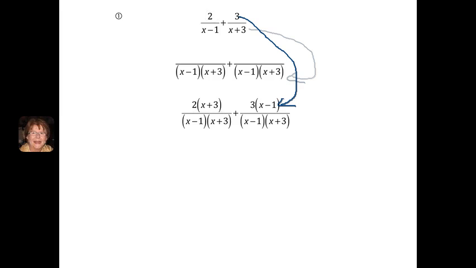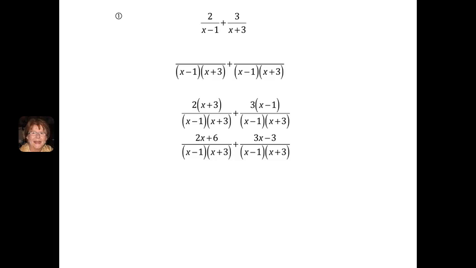What do you do after that? You've got to think of your rules of algebra and simplify the numerators. I've got a 2 in front of the bracket. I'm going to multiply 2 by both terms inside the bracket. 2 times x plus 3 is 2x plus 6. Here, 3 is in front of the bracket. I'm going to multiply 3 by both terms inside the bracket, which gives me 3x minus 3.